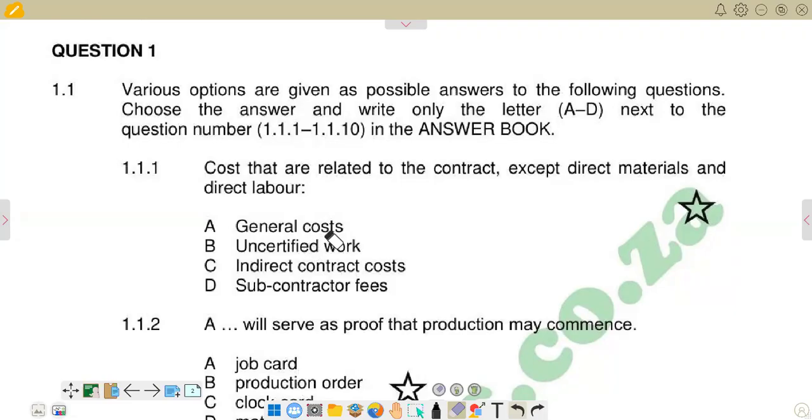In this video, we are going to look at the question paper, still working on the question paper of November 2023. So we're going to look at the first question in that question paper, that is question 1. So we're going to go through what we have.